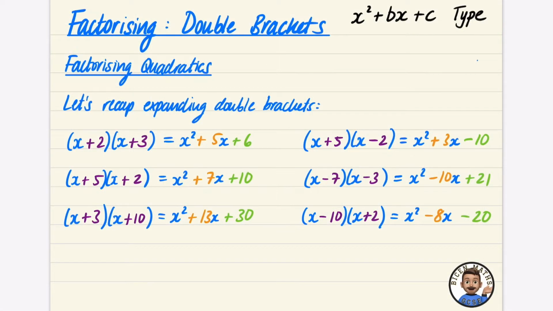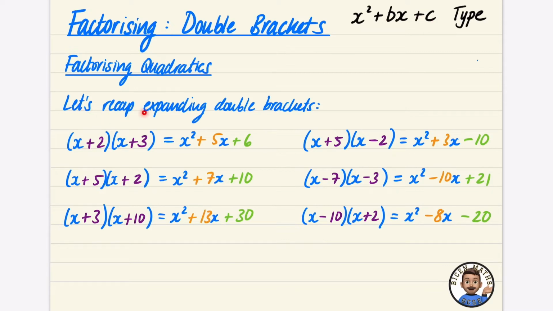Okay, so in this playlist, we're going to be factorising expressions that go into double brackets. If you have not learned about expanding double brackets, you really should do that for this to make proper sense. So we're going to start off looking at this type. What I mean by this type is where x squared is by itself. It doesn't have a number in front of it, but there might be a number in front of the x, and there might be a number at the end as well.